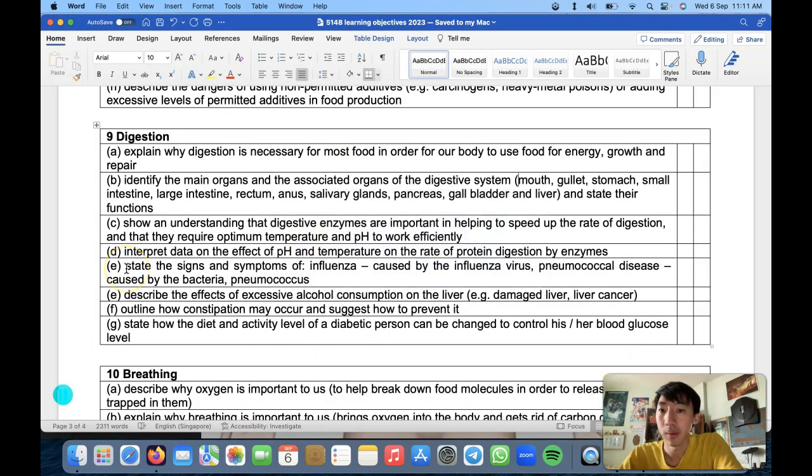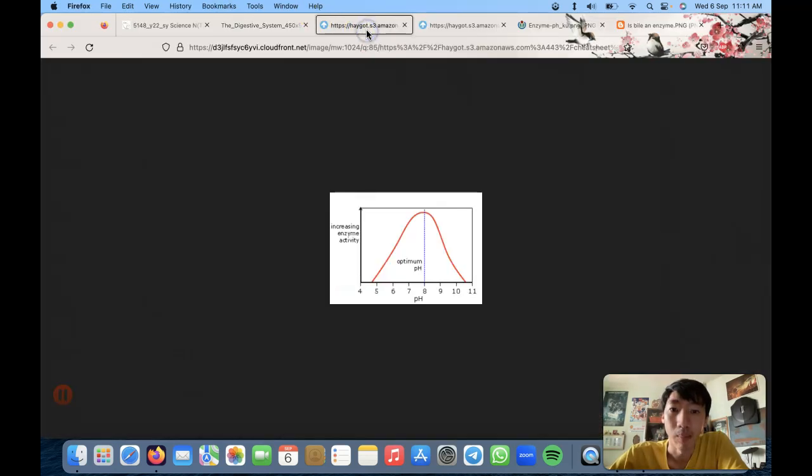Okay, so now we're going to talk about enzymes, and this term called optimum temperature and pH. So firstly, what is an enzyme? An enzyme is a substance that will help to speed up, not slow down, it will speed up the rate of digestion. And these enzymes require an optimum temperature and an optimum pH to work efficiently. Okay, so let's look at a picture over here.